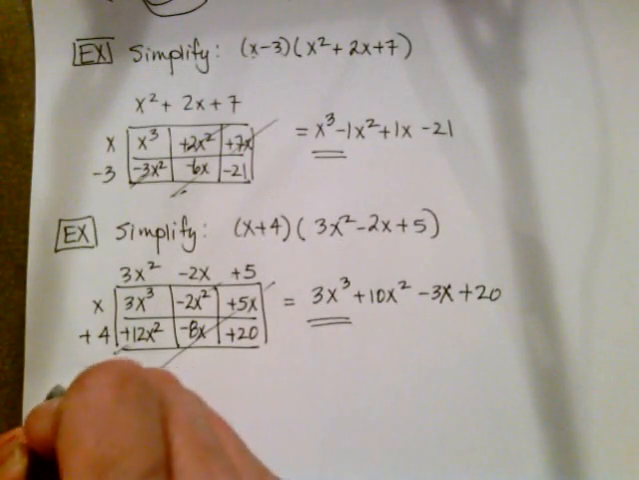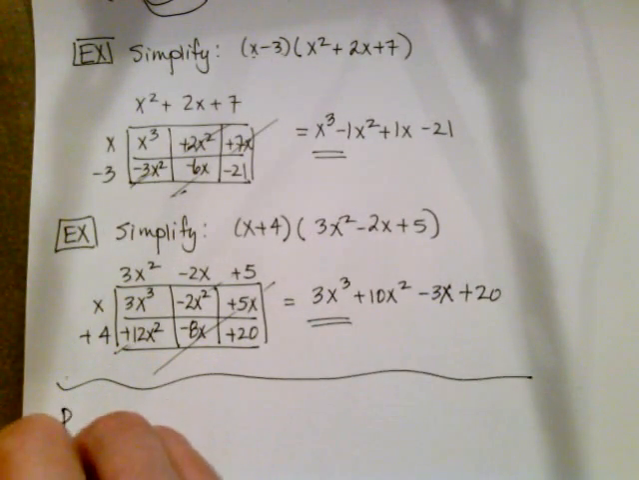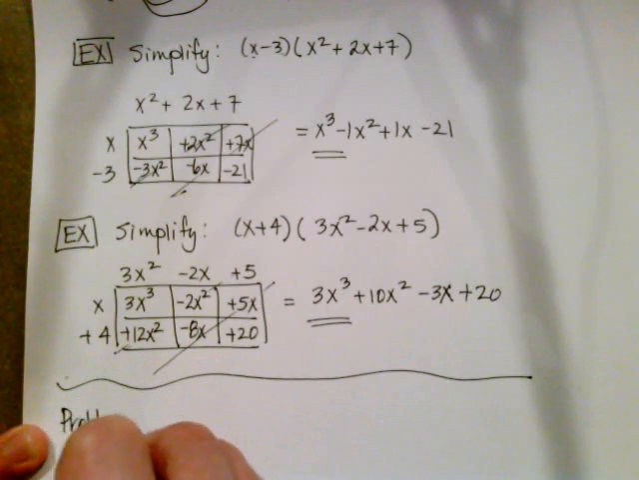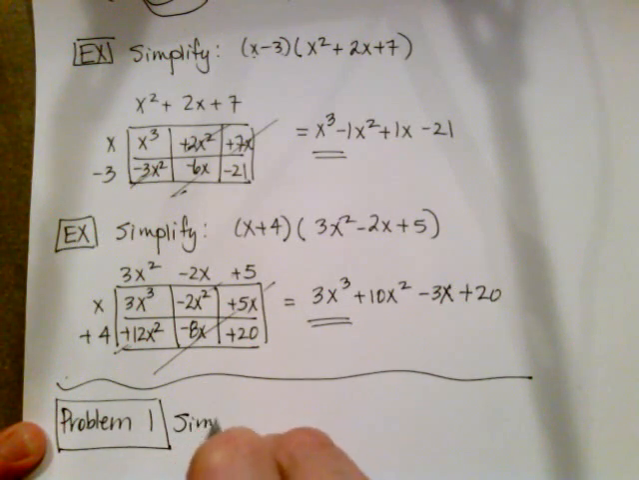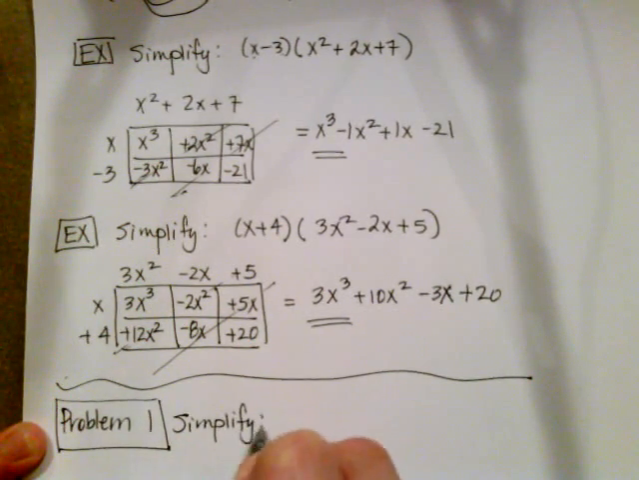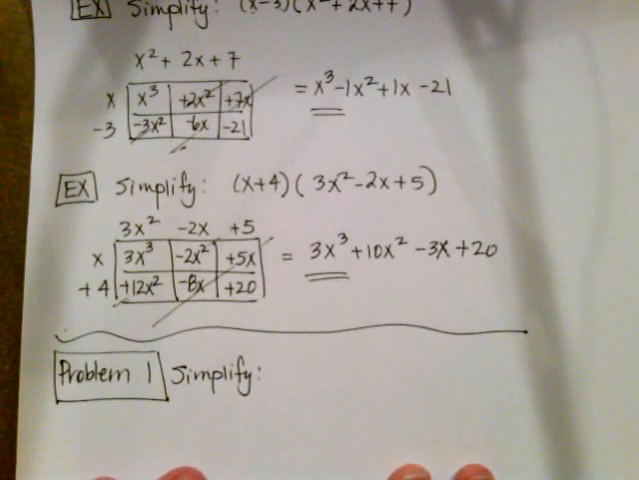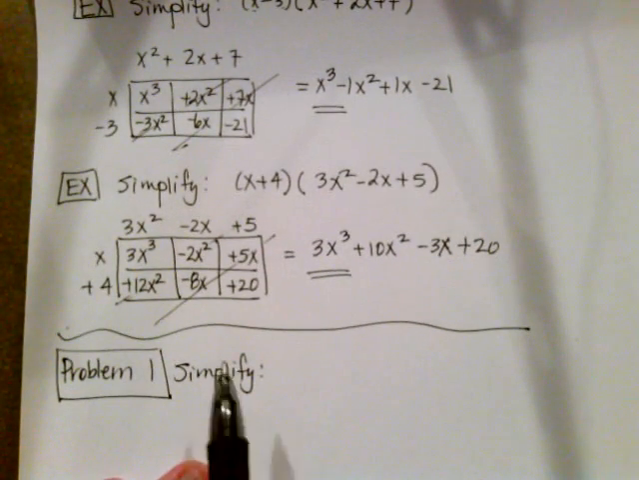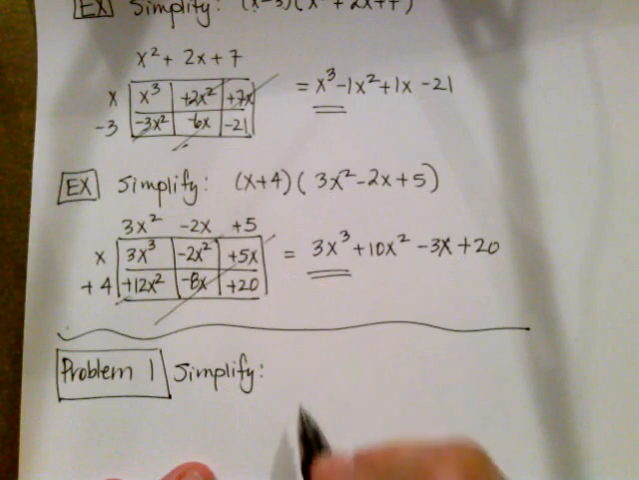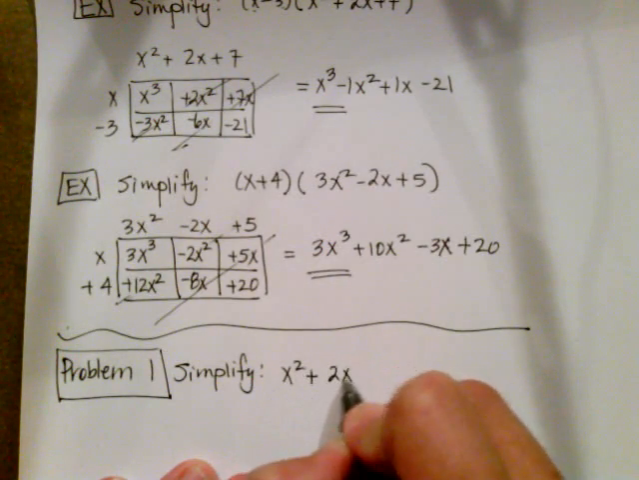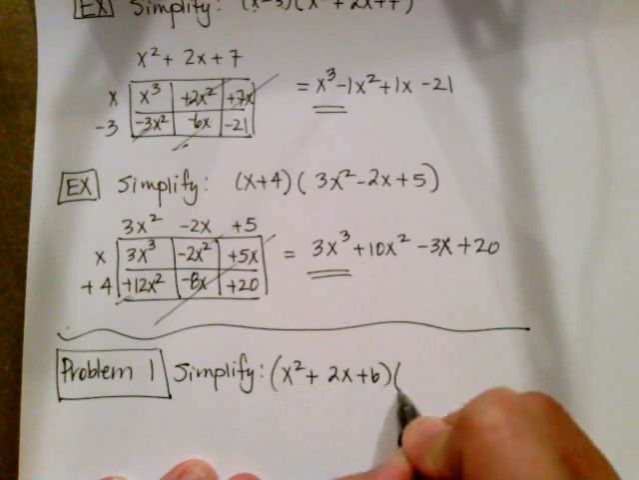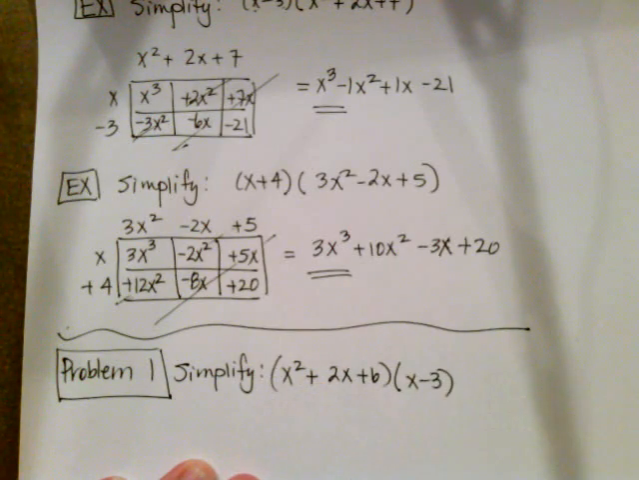Alright, so now's your first problem, and it's going to be one of our distribution problems, which should be fairly straightforward. So I want you to simplify. So you're going to pause the video, and then you're going to do your first problem. It's very similar to the 2 examples we've just done. And I want you to simplify x squared plus 2x plus 6 multiplied by x minus 3.